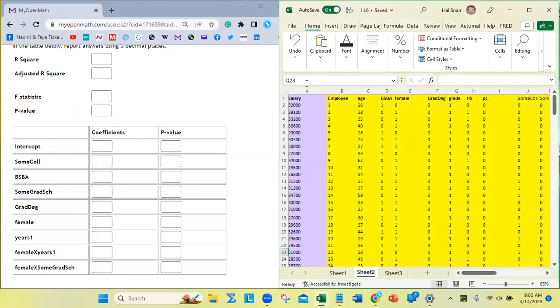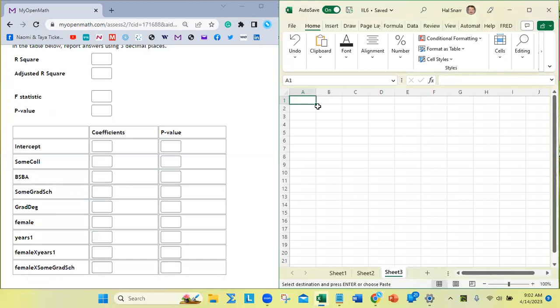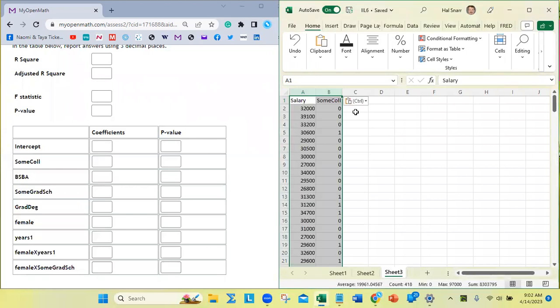So the first variable I want is salary. I'm going to see if I can do it this way. Salary, some college, copy, and then right click, paste special values. There we go. So I got salary, which is the thing I want to predict. Some college is the first variable I want. Then I want BSBA.